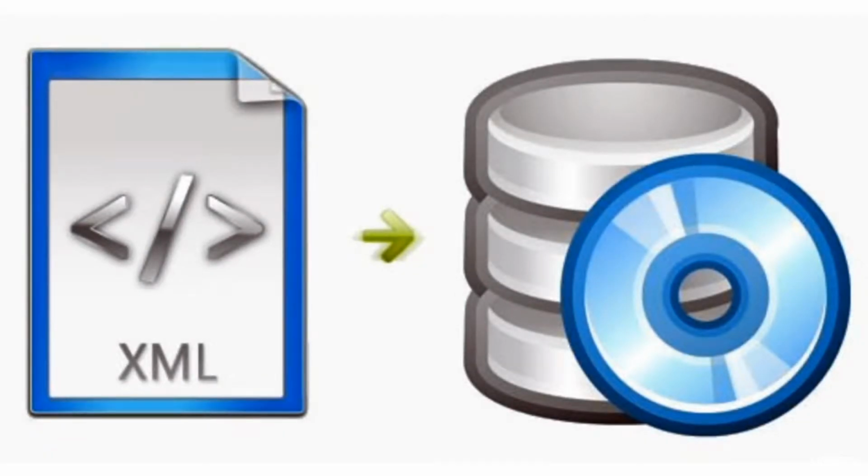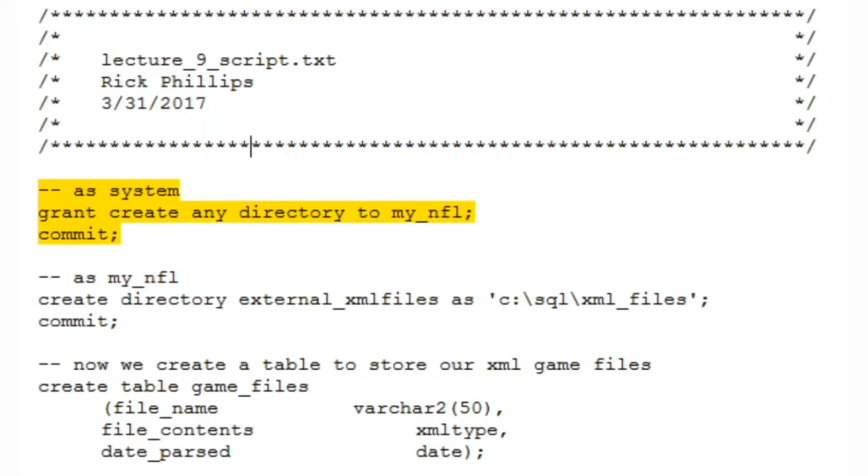Alright guys, I'm now looking at the lecture 9 script.txt file, and I see a number of commands at the top of the script which I want to discuss here briefly. First off, remember in our little example here, we're going to process NFL game files received to our database as external XML files. Well, before we can receive and parse those guys, we need to tell the database where they're stored and then grant the MyNFL schema access to that directory.